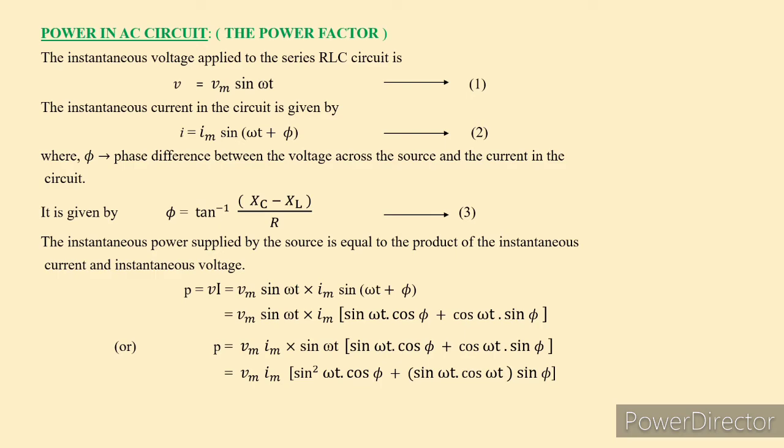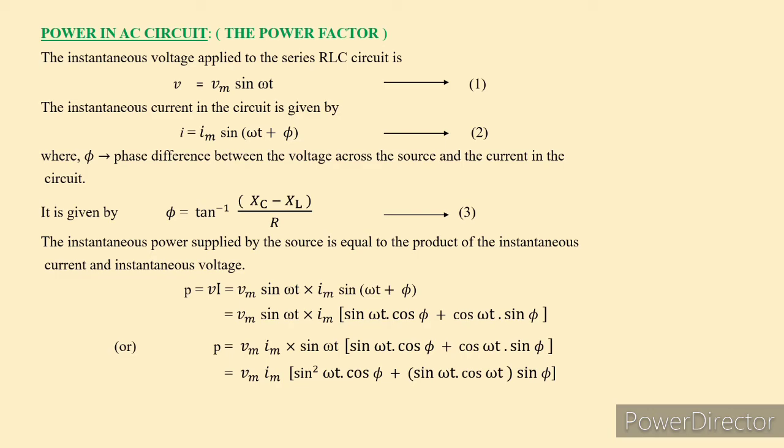Power in AC circuit and the power factor. The instantaneous voltage applied to the series RLC circuit is V equal to Vm sin omega t, equation 1. The instantaneous current in the circuit is given by I equal to Im into sin of (omega t plus phi), equation 2, where phi is the phase difference between the voltage across the source and the current in the circuit. It is given by phi equal to tan inverse of (XC minus XL) divided by R.